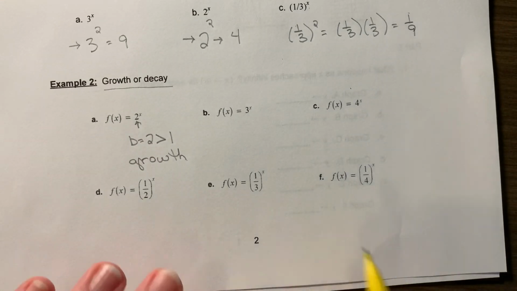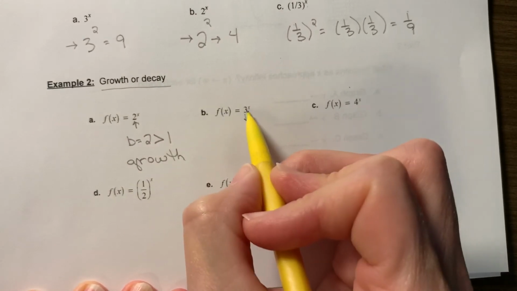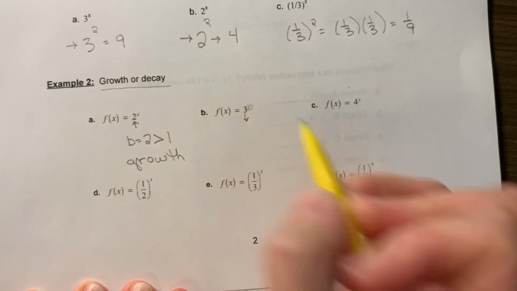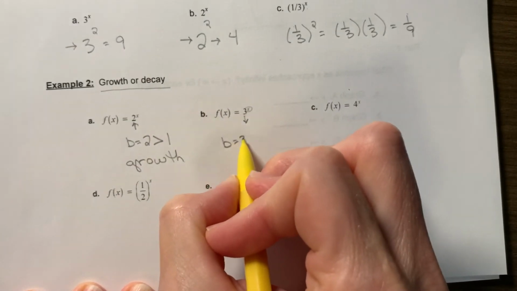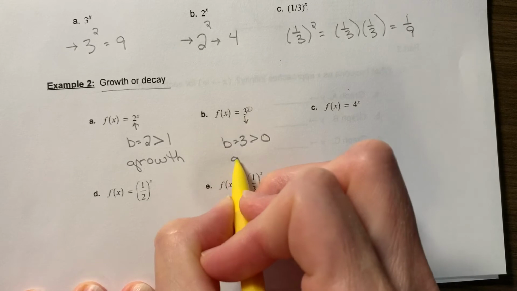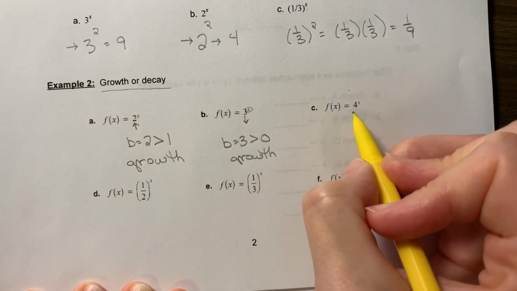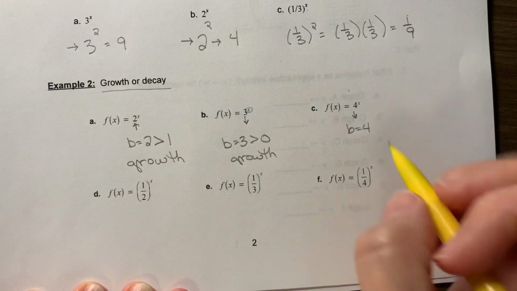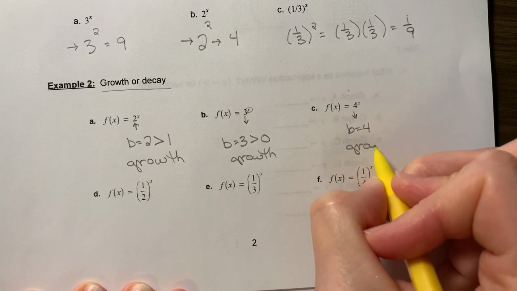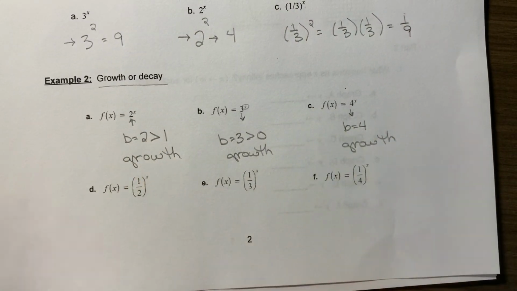All right, so let's look at this next one. This is my base. I know it's my base because it's got the exponent, that is a variable, attached to it. So b equals 3, which is greater than 1. So this is also growth. And again, this is b equals 4. That's clearly greater than 1, so that is growth. So that gives you an idea of what your growth functions will look like.